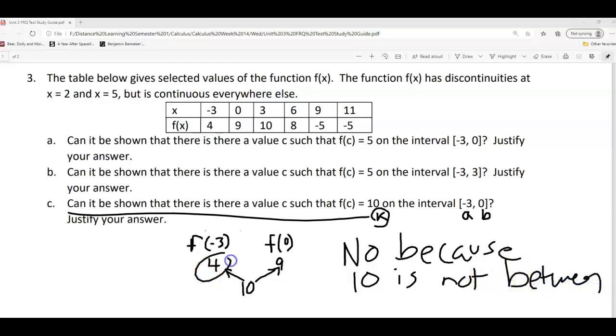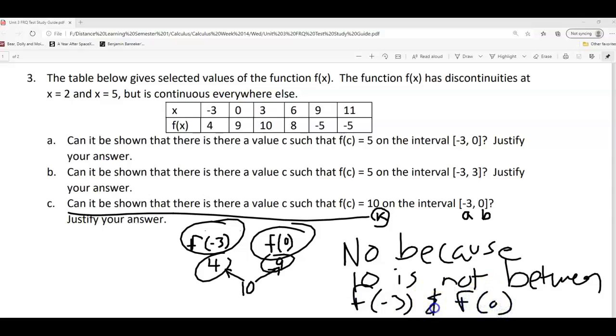Now you could either say 4 and 9, or you could say f of -3 and f of 0. It doesn't really matter. What you can't say is just 0 and -3, because those are x values. But if you say f of -3 and f of 0, those are y values. Okay, so you can either give the actual y value or the symbol that represents it. Don't just put -3 and 0, because those are x values. We're talking about y values in this statement.